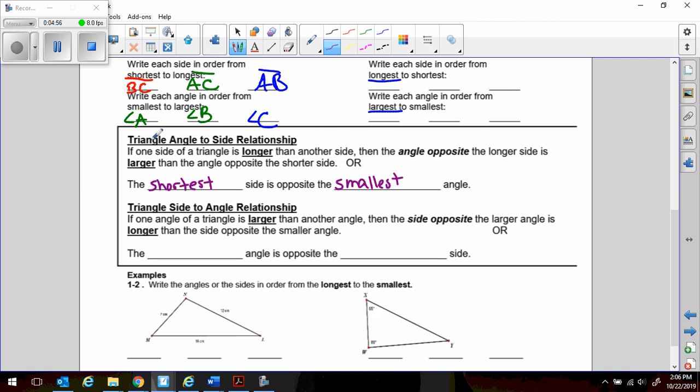Also, the longest side, longest angle, okay, the largest angle. I don't know if long is a term we can use for an angle. The longest angle, the largest angle is opposite the longest side.